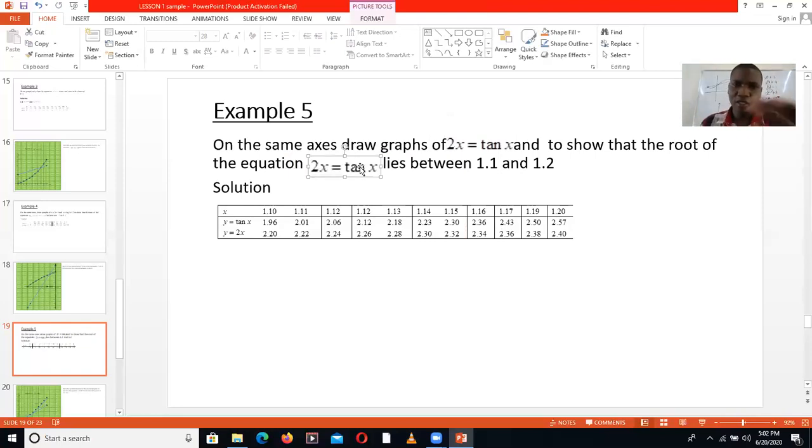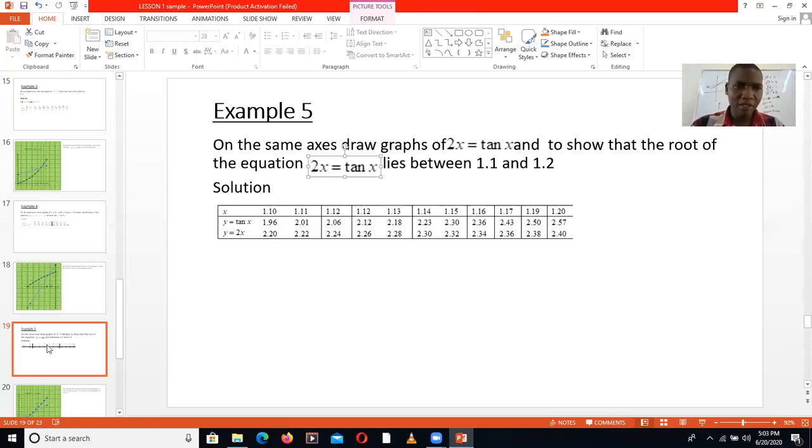So you still generate your functions, split the domain. We want between 1.0 and 1.2. So I can use a scale of 1.10, 1.11, up to 1.20. Then I generate the corresponding values of y equals tan x and y equals 2x. By using the calculator, I can simply say tan alpha x, then calculate. Then I keep inputting the values, something like that. I generate the values of y equals tan x and y equals 2x.